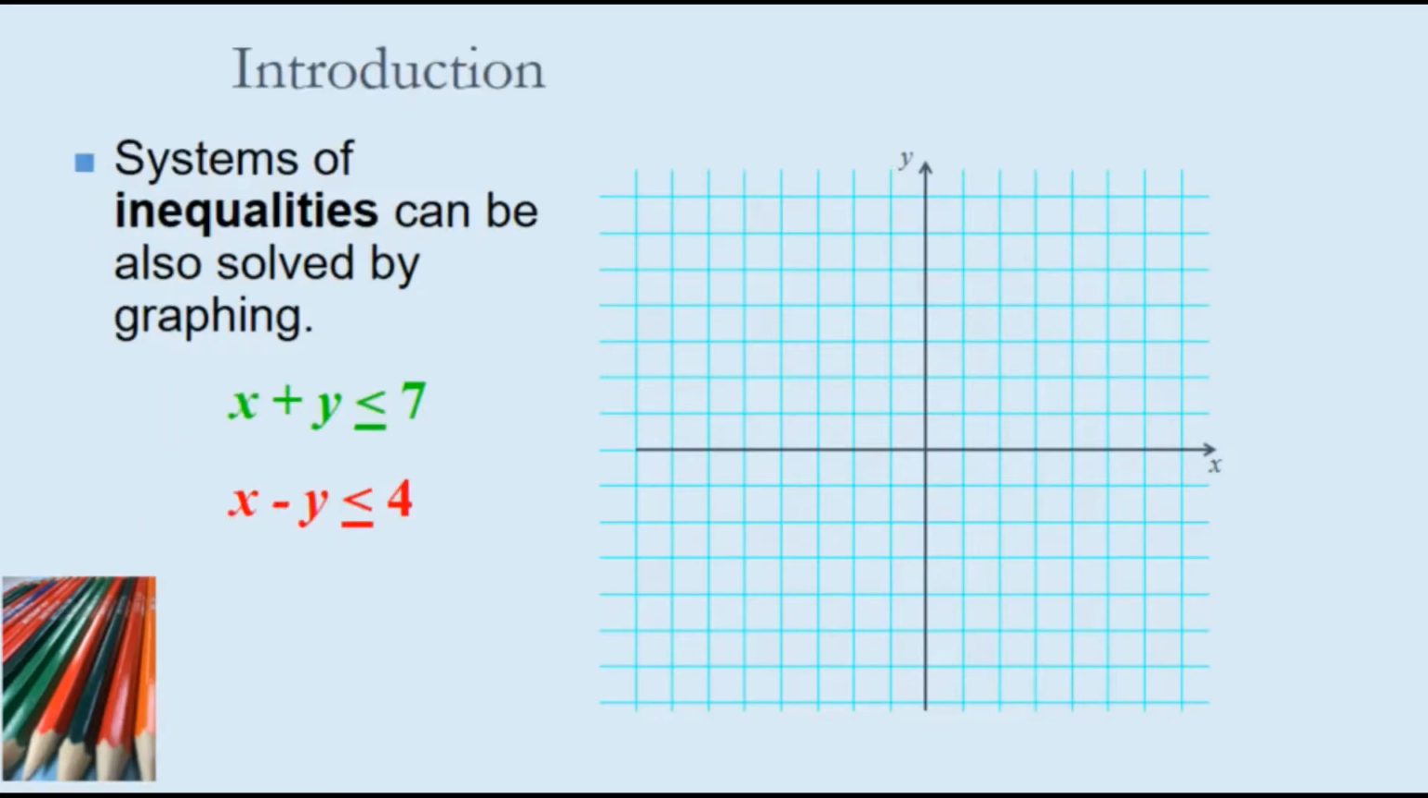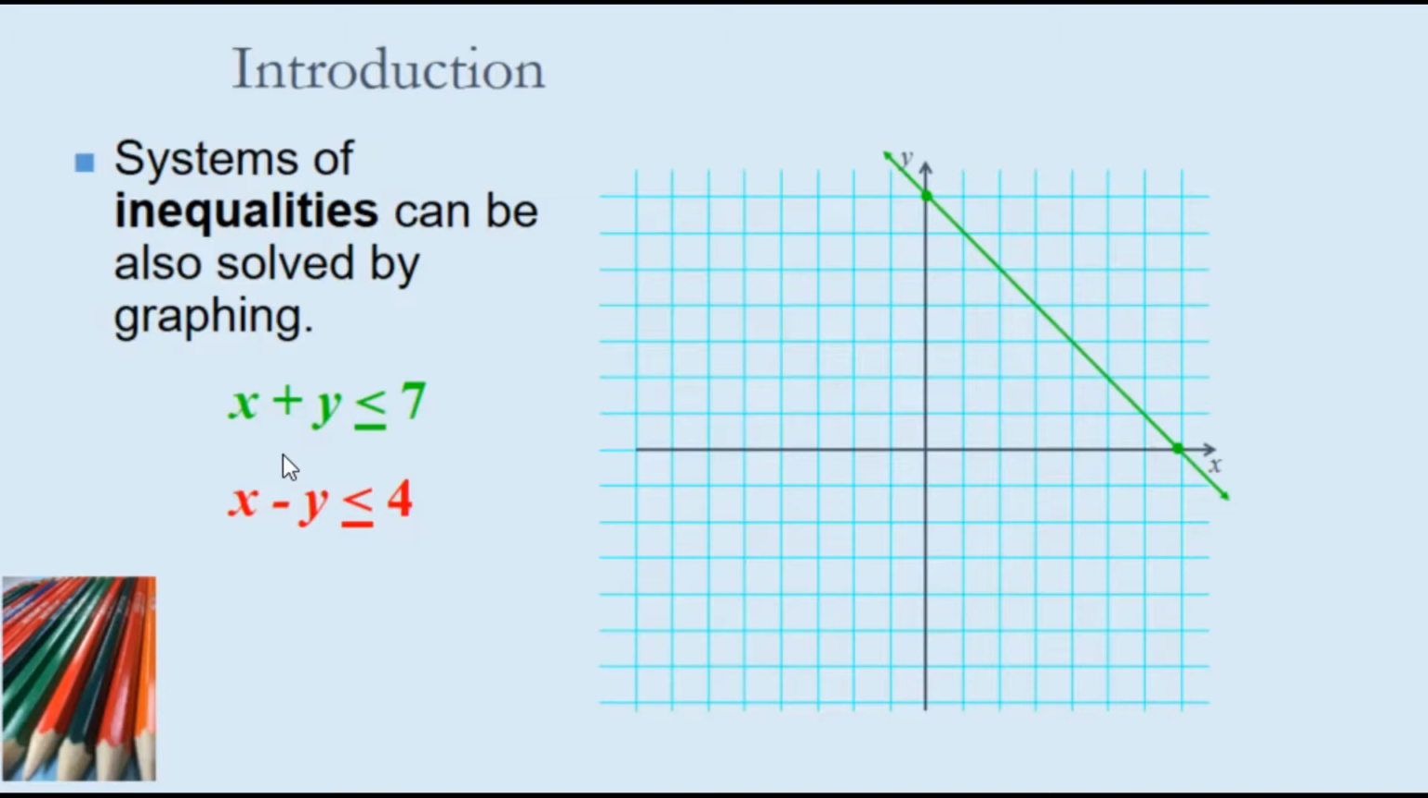To solve a system of inequalities graphically, we again look for points common to both graphs. This is accomplished by graphing each inequality and determining where the graphs overlap or intersect. So we'll take this first linear inequality, perhaps graphing it by its intercepts or converting it into slope-intercept form. We will graph the line.